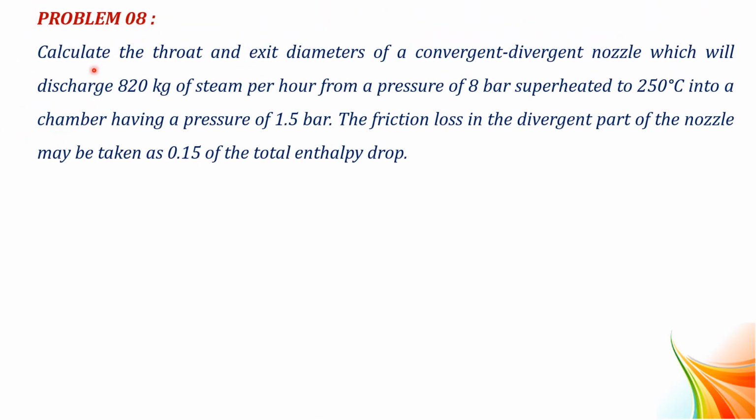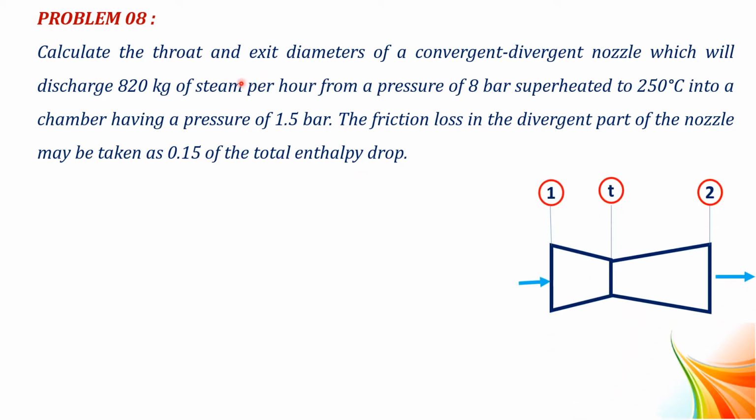Eighth problem. Calculate the throat and exit diameters of a convergent divergent nozzle which will discharge 820 kg of steam per hour from a pressure of 8 bar superheated to 250 degrees centigrade into a chamber having a pressure of 1.5 bar. The friction loss in the divergent part of the nozzle may be taken as 0.15 of the total enthalpy drop. So here the throat diameter is to be found. So we have to consider a convergent divergent nozzle.